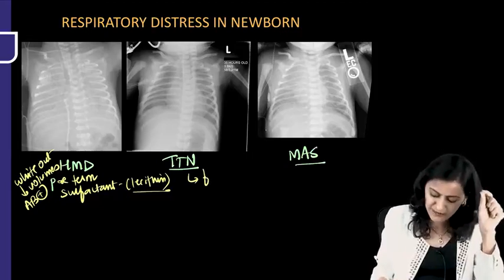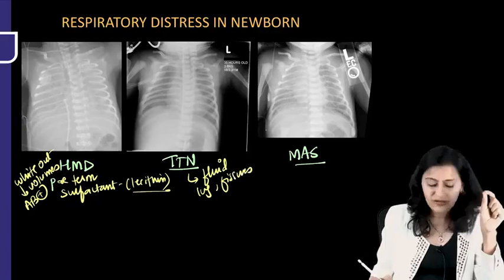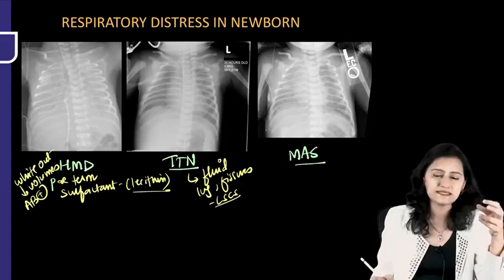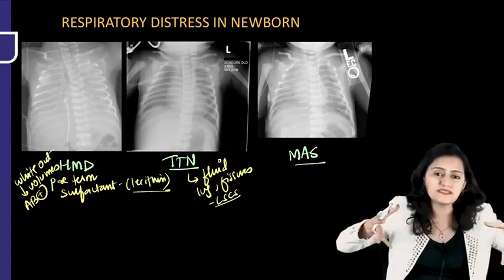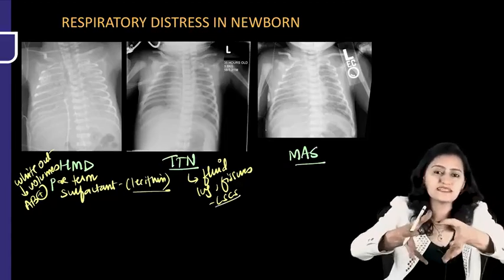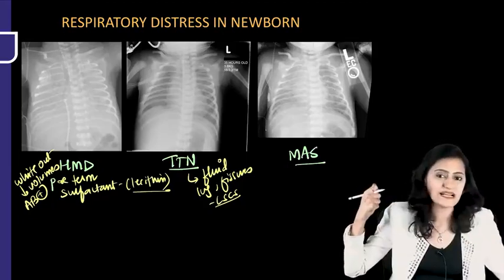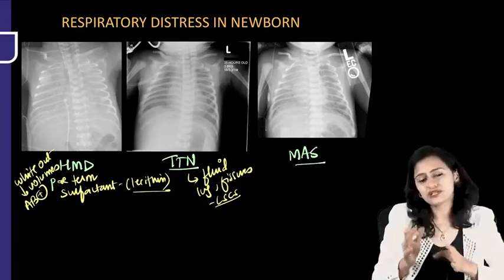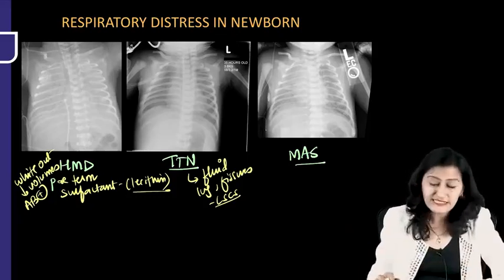The tachypnea is because of the fluid which is in the lung and in the fissures, right? And the history that we have is the child born by LSCS. In normal vaginal delivery, the lungs get squeezed through the vaginal canal and the fluid is squeezed out. But with LSCS, that fluid stays within. So that fluid basically gives the transient tachypnea.